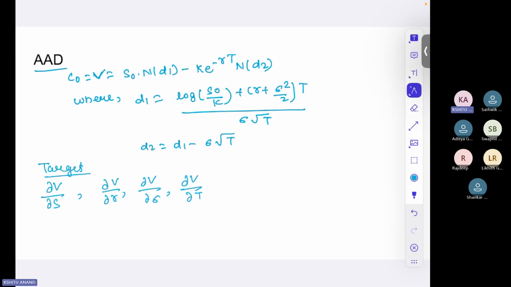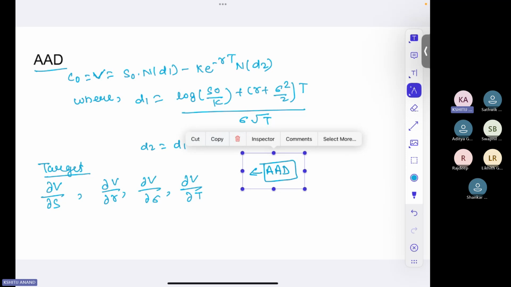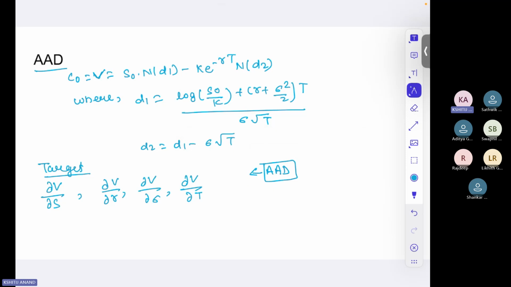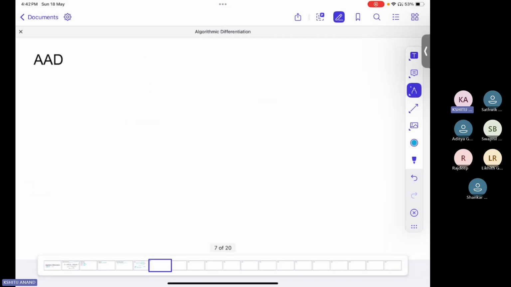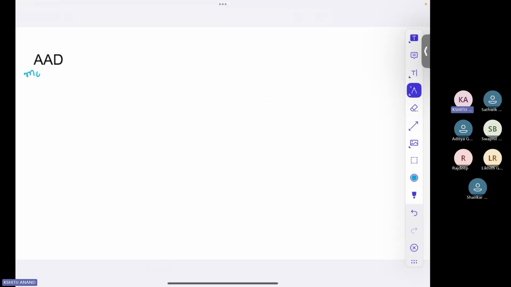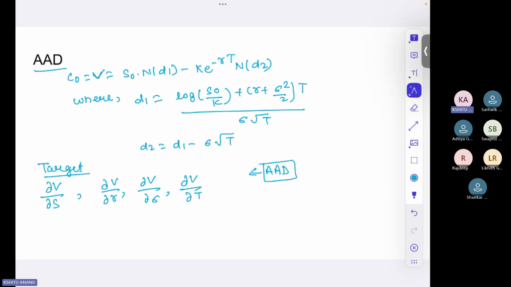We'll be using algorithmic adjoint differentiation for it. Let us start. First of all, we need to define functions, just like we did in the last lecture. M0 will be S0, then M1 will be r, M2 will be sigma, and M3 will be capital T.